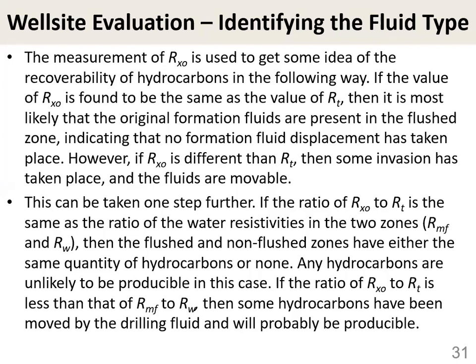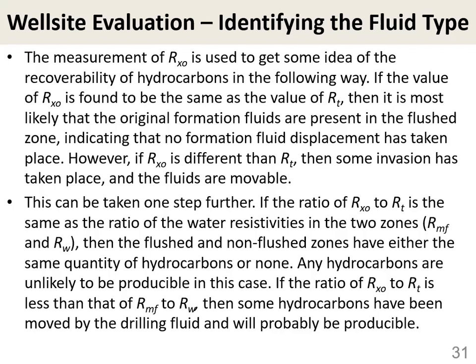If the value of the flush zone resistivity is found to be the same as the true formation resistivity, then most likely the original formation fluids are present in the flush zone, and that's indicative of the fact that no fluid displacement has taken place. However, if there's a marked difference between the flush zone resistivity and the true formation resistivity, then some invasion has taken place and fluids are movable.